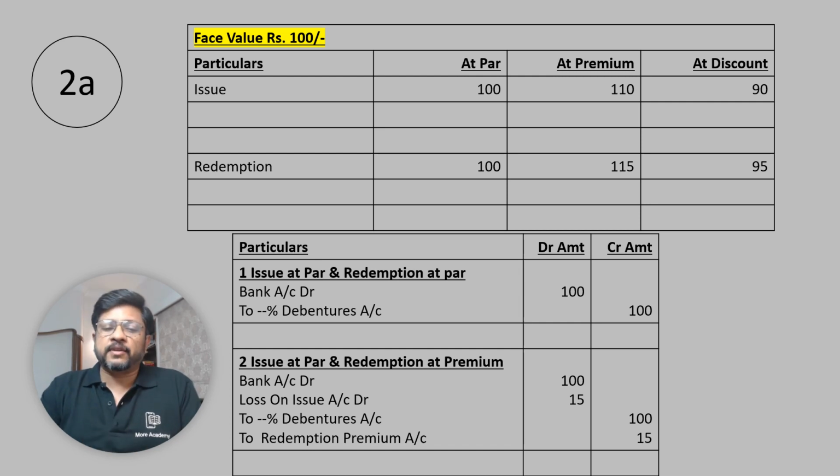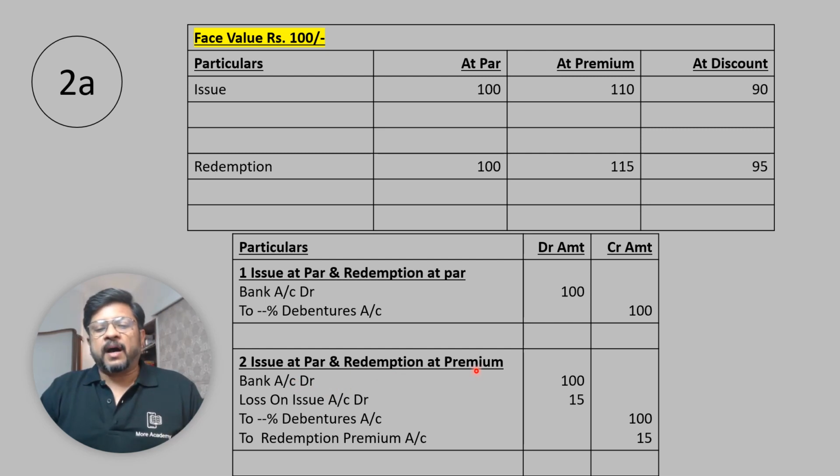Let us consider each of the journal entry quickly. So if the issue is at par and redemption is at par, in that case, you can specify bank account always debited by the exact amount received. So bank account debit, since it is issue at par, that means you are going to receive 100 rupees. 20% debenture account, since it is at par, that means there is no other difficulty. It is credited by rupees 100. The entry is tallying.